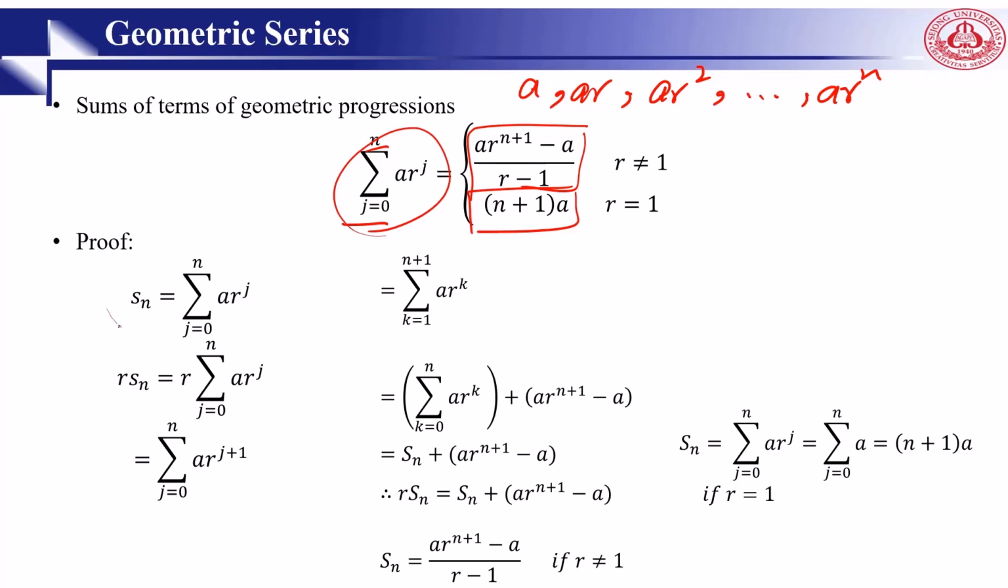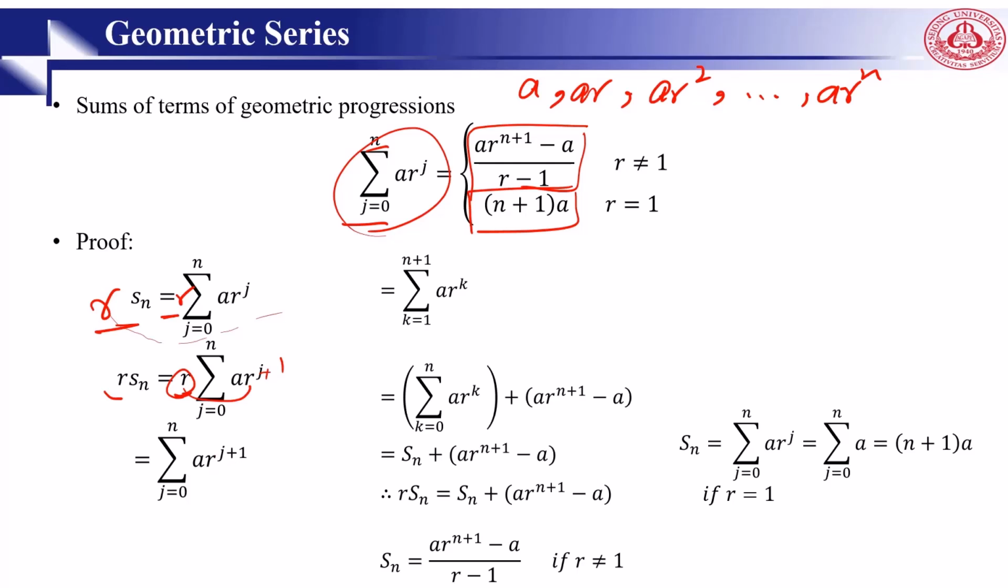Suppose S_n equals the sum of ar^j, j from 0 to n. To compute S_n, first we multiply both sides of the equality by r and then manipulate the resulting sum. So simply we multiply both sides by r, right? And when we apply this, r will go inside the sum, so the exponent r^j here becomes r^(j+1), right?